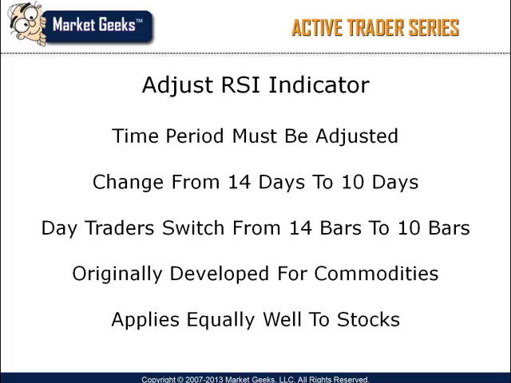The first step that you want to do is adjust the RSI indicator from 14 days to 10 days. The RSI indicator was originally developed for trending commodities and applies to stocks as well. The indicator was not developed originally for swing trading, but for longer-term trend analysis. By adjusting the time period from 14 days to 10 days, the RSI becomes much more responsive and dynamic. These two qualities are very important when selecting swing trading indicators.